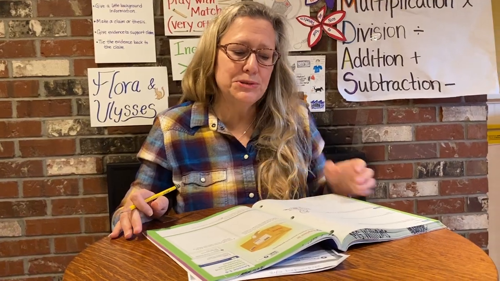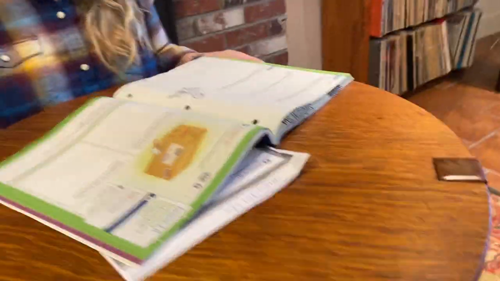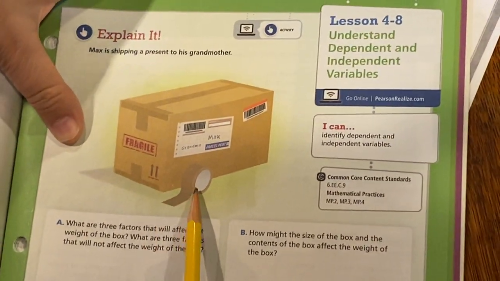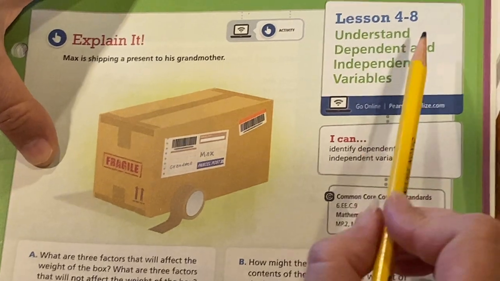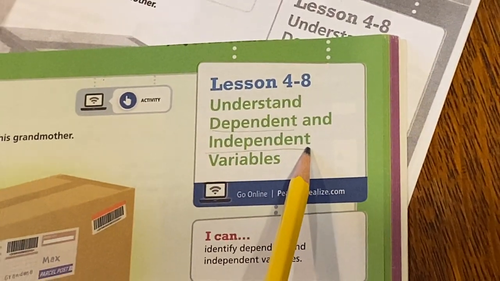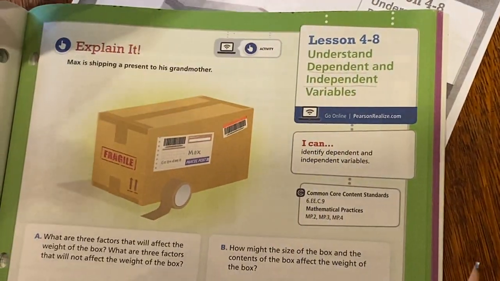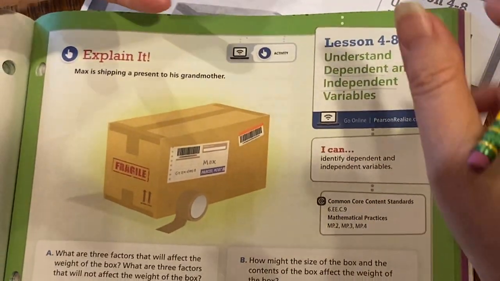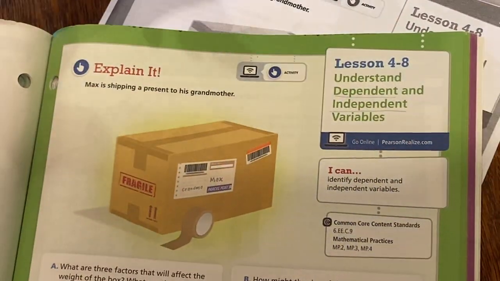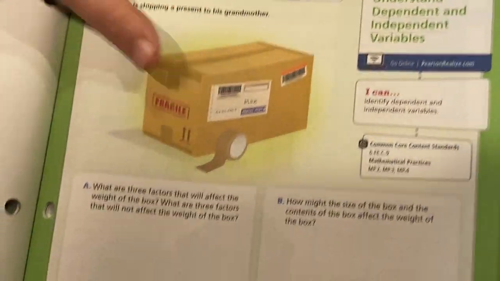And on 227 you will see that Max is shipping a present to his grandmother. Nice, Max. In this lesson we're going to start talking about dependent and independent variables. A dependent variable is something that changes depending on something else, and vice versa. We'll talk more about it as we get started.